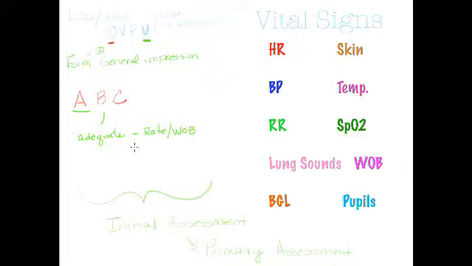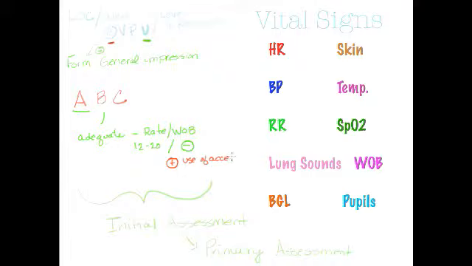abbreviated WOB. Now, an appropriate rate is generally going to be 12 to 20 in the adult patient. And for the work of breathing, there should be no work of breathing, negative work of breathing. What are we talking about when we say work of breathing? We're talking about a person who is using their accessory muscles. So if there is work of breathing, we're going to see positive use of accessory muscles.